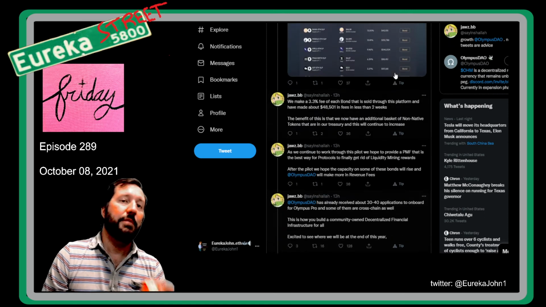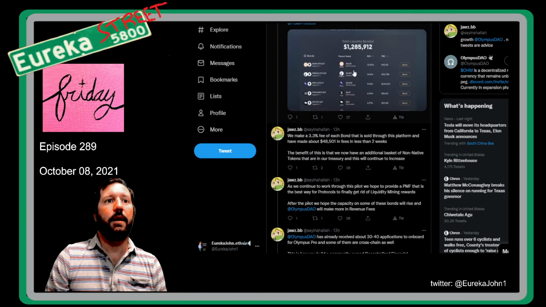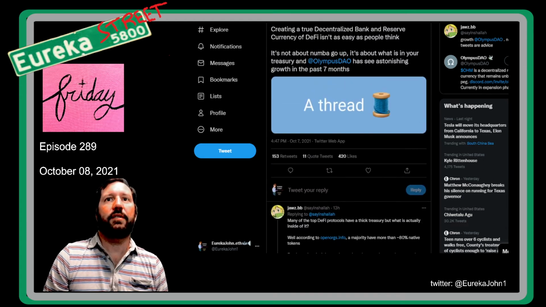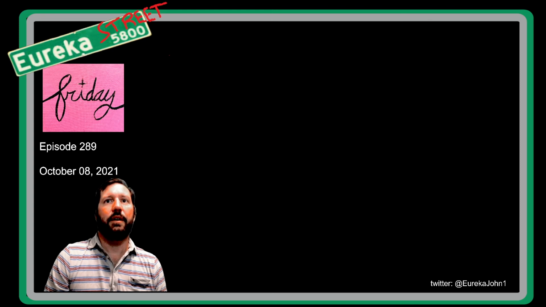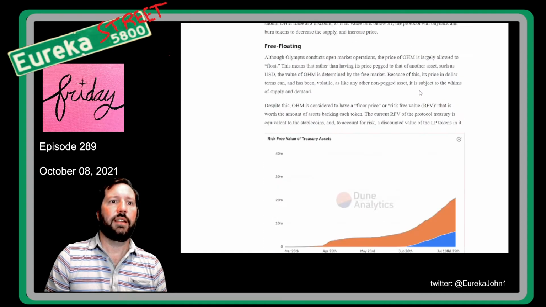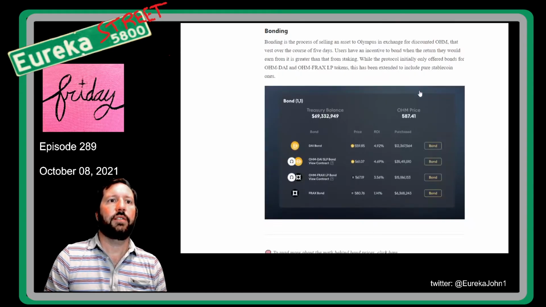Okay, so Olympus Pro is basically doing liquidity pools as a service. Think about some of the risks in liquidity pools. Let's scroll down here in this article. It talks about what is Olympus Dow. I'll get to that in a second, but let me just talk about some liquidity pool risks.